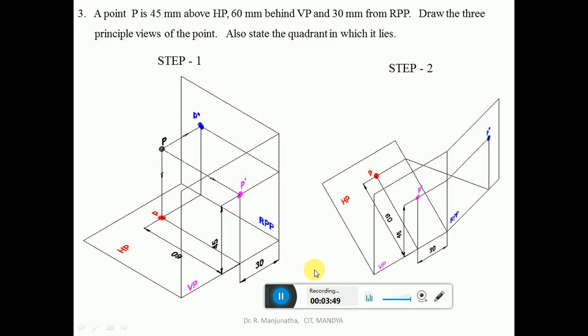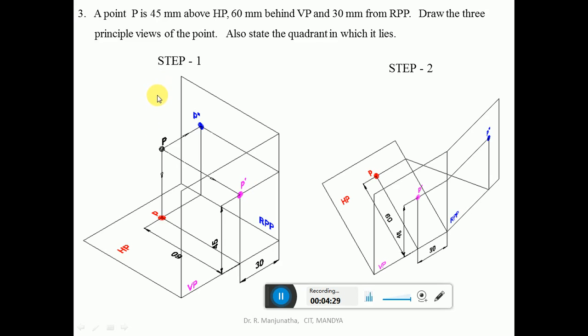Now when the observer looks from the front view, the distance above HP is seen. What is the distance above HP? It is 45 mm. When it is projected onto the vertical plane, the image will be on the vertical plane. So this distance is above HP by 45 mm. Since the observer looks from the front, the image we get in the vertical plane will be the front view, which is P dash.